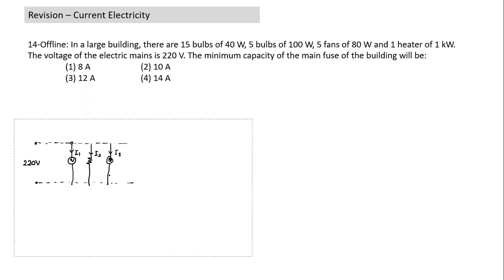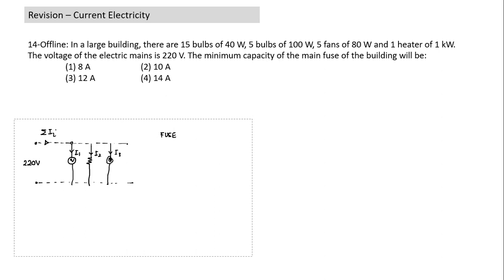This will draw some current I2, and this will draw some current I3. So as we switch on more and more appliances, the current drawn from the source is equal to the sum of current drawn by all appliances. This is how it functions. When we design a fuse, we do not want a short circuit. The purpose of a fuse is to avoid short circuit.